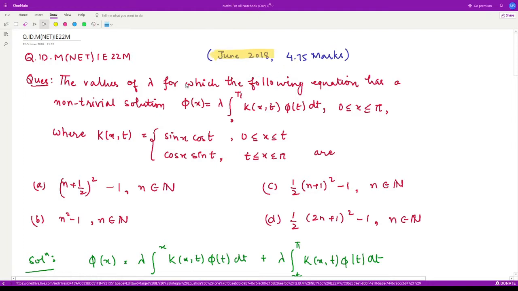The question is: find the values of lambda for which the following equation has a non-trivial solution. This is the given equation, where the kernel is given to be of this kind. So what is the value of lambda for this integral equation, whether it is A, B, C or D?